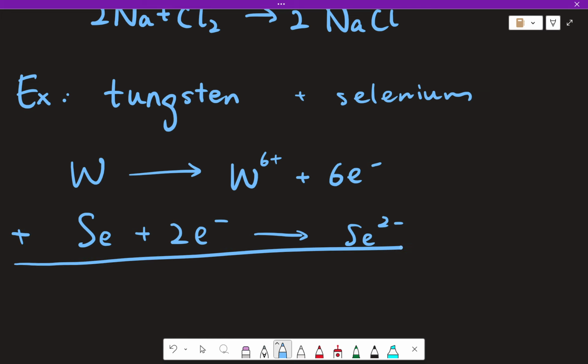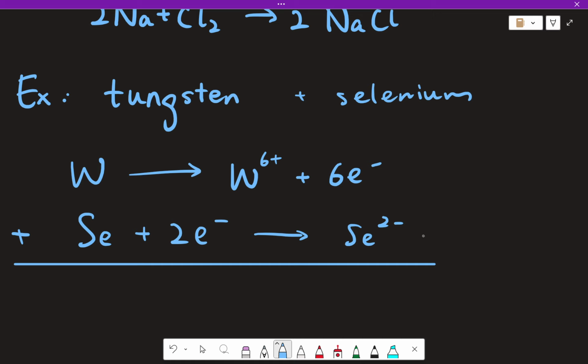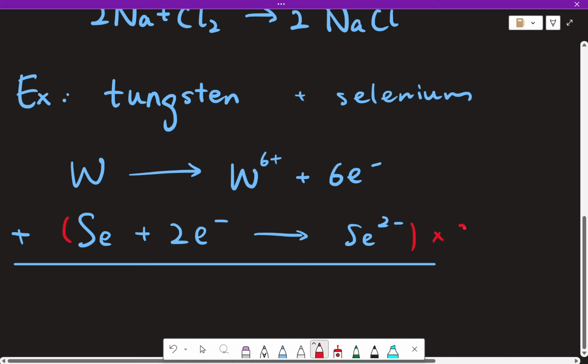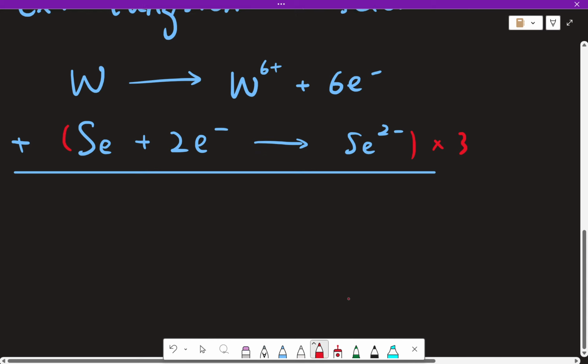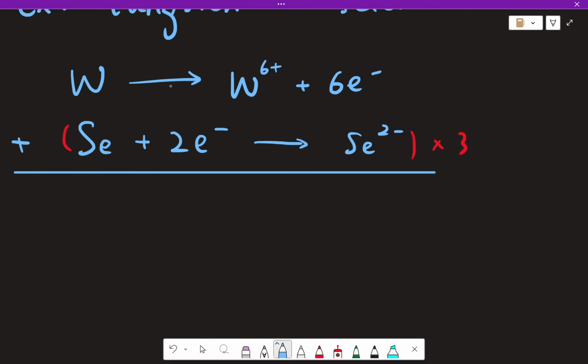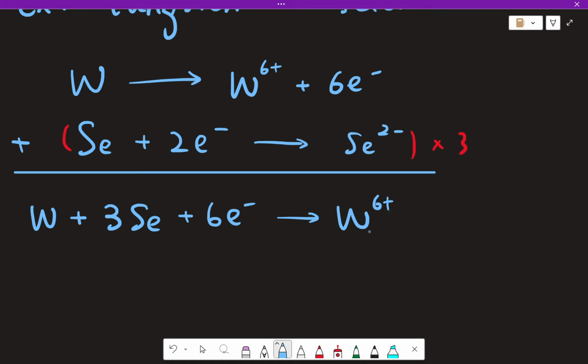And we will again add the two half equations up. And we want to make sure that the electrons on both half equations are the same. So we will actually multiply the second equation by 3 to make these 2 electrons 6 electrons, because 2 times 3 is 6. Again, just like math, on the left side of the arrow, we will have 1 tungsten atom, 3 selenium atoms, and 6 electrons. On the right side of the arrow, we will have a positive 6 tungsten cation, 6 electrons, and 3 selenide.